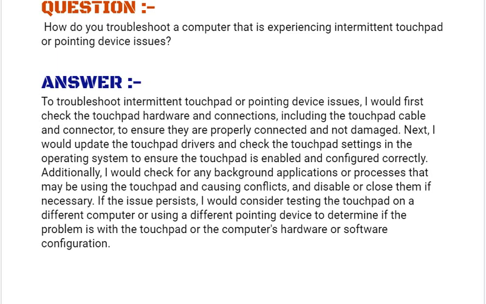If the issue persists, I would consider testing the touchpad on a different computer or using a different pointing device to determine if the problem is with the touchpad or the computer's hardware or software configurations.